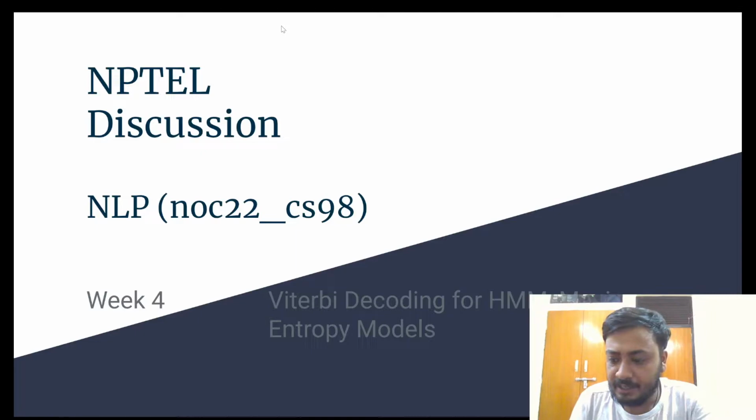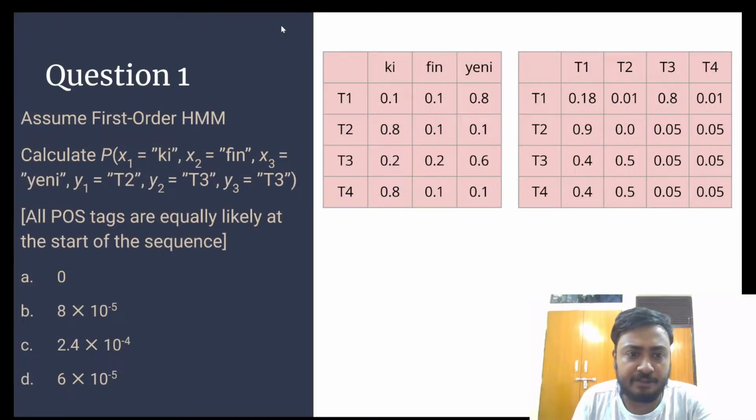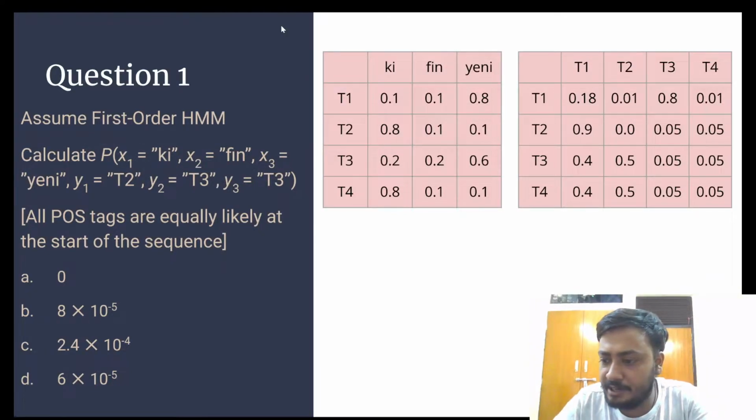All right. So the first question is based on things we have already covered, but it's a continuation of last exercise. This is a question based on a first order hidden Markov model, and you have been asked to calculate. There are three imaginary words you have been given, that is key, fin, and yeni, and four POS tags, t1, t2, t3, and t4.